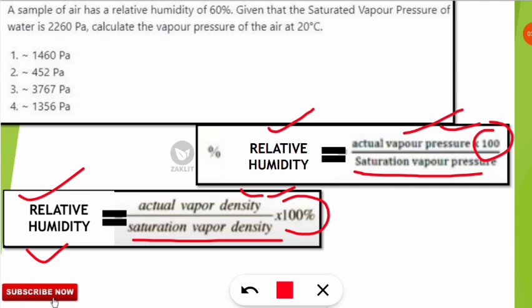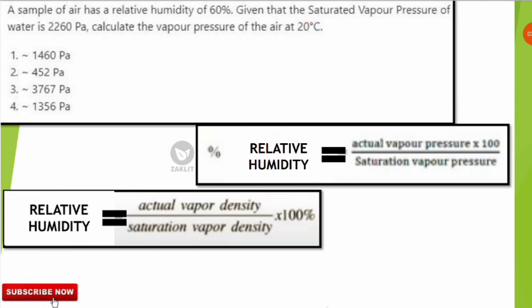So here there is no need of the temperature. The temperature is just given to confuse you. Yes, the temperature here is given for confusion. So now let us put the values and get the solution. We have the relative humidity given. That is how much? It is 60%. So we will write 60.